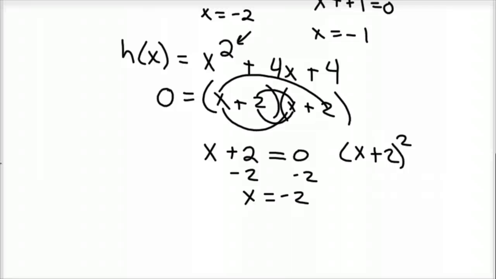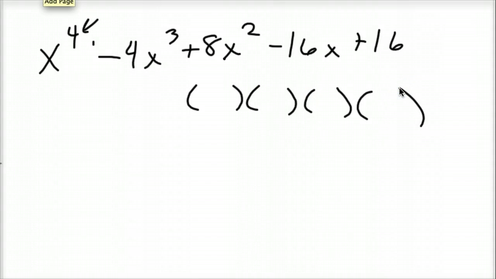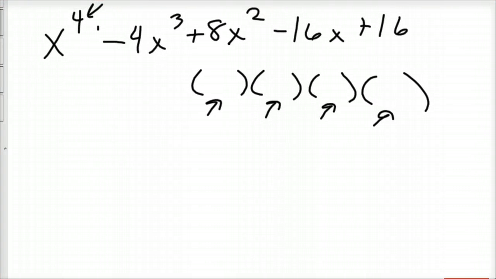What is new, and this is where we're headed with this, is a function that looks like this. So x to the 4th minus 4x cubed plus 8x squared minus 16x plus 16. Okay, there are four, because the highest power is a 4, this is a fourth degree polynomial, there are four linear factors. In other words, we're going to have something that looks like this when we're done, where we're going to fill it in with some binomial stuff. And so that's what we're going to do here. And hopefully I can do that in the next 5 minutes here. These take a little bit longer to do, which is fine.